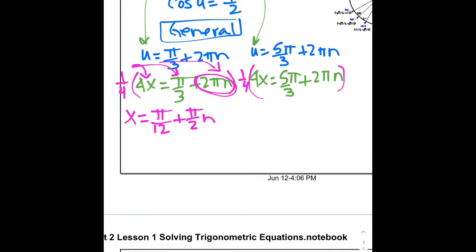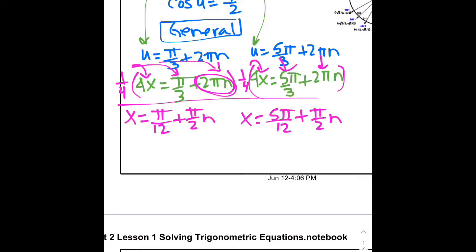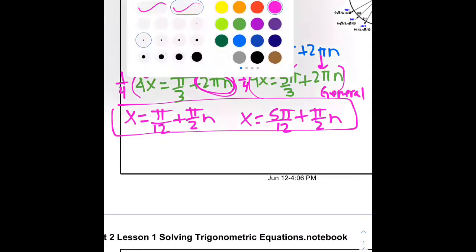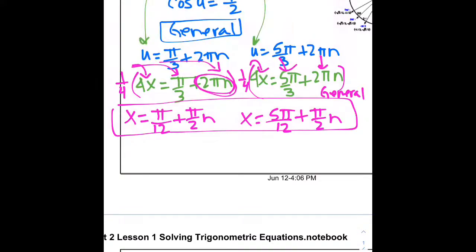All right, so I'm going to do the same thing to the other factor. And I get x is equal to 5 pi over 12 plus pi over 2 n. If the directions ask you for a general solution, you are now done. This represents all the possible solutions to this equation. However, if you have been asked to find the specific angles between 0 and 2 pi, it's going to look like this.